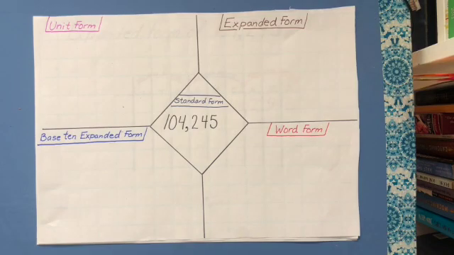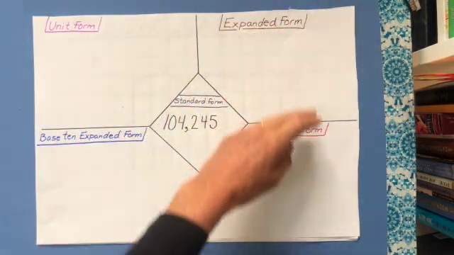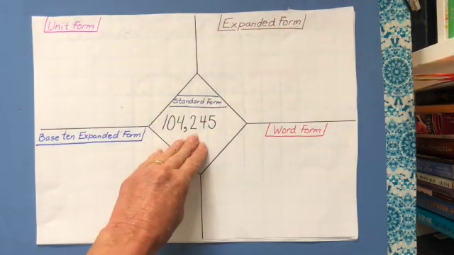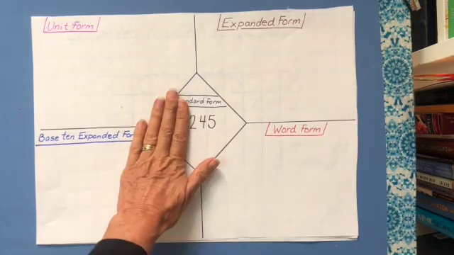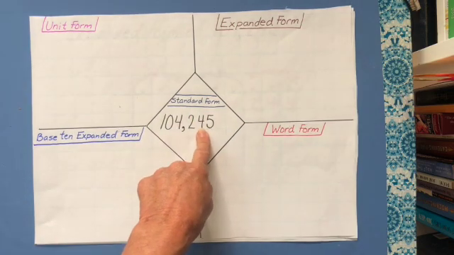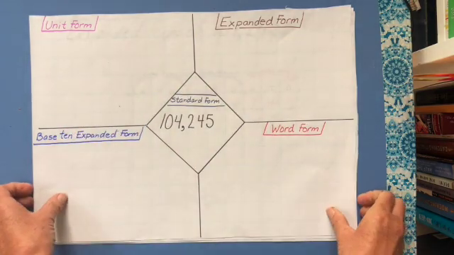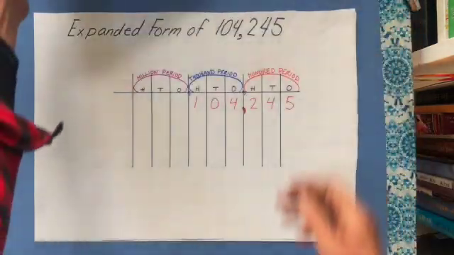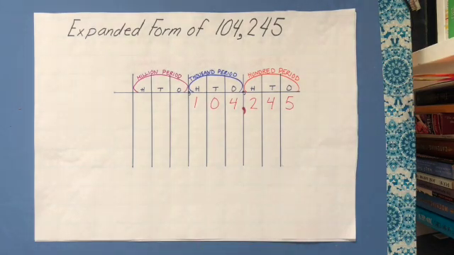Oh, hello. This is a Frayer model, and this one is going to go over different forms of the same number. So the number in the middle, 104,245, is the number written in standard form. Now we're going to try to write the same number in expanded form. So let me do this over here. Here's the number in standard form, and we're just going to expand it.